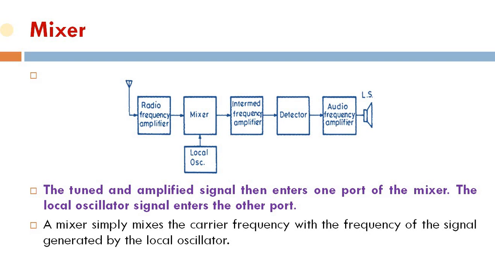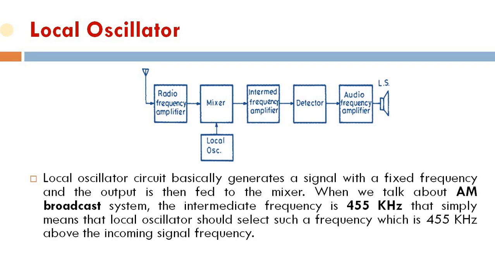Next, we have the mixer. The tuned and amplified signal enters one port of the mixer. The local oscillator signal enters the other port of the mixer. A mixer simply mixes the local oscillator frequency with the frequency of the input RF signal and performs frequency translation. Now let us see about the local oscillator circuit. It basically generates a signal with a fixed frequency and this is fed to the mixer. When we talk about AM broadcast system, the intermediate frequency is 455 kHz. That simply means that the local oscillator should select a frequency which is 455 kHz above the incoming signal frequency.